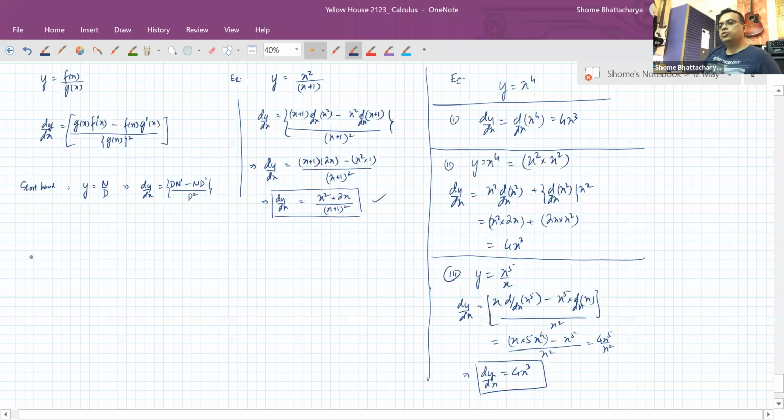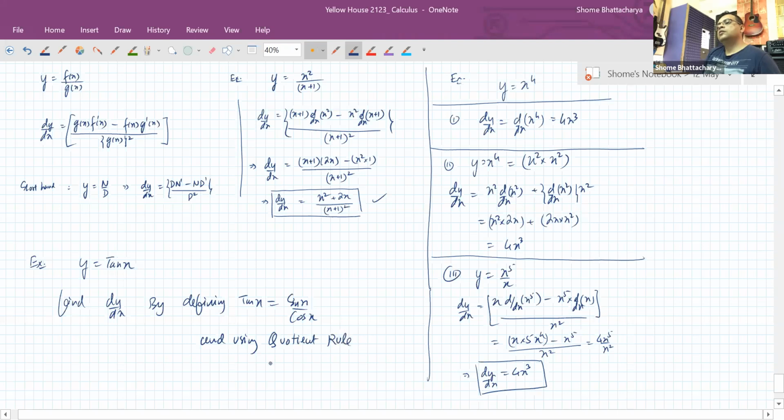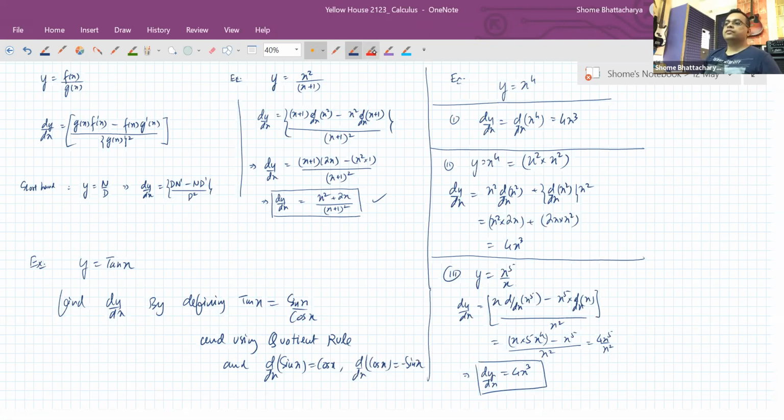Or for example, you want to show that the differentiation of tan x is sec square x. So find dy by dx by defining tan x equal to sin x by cos x, and using the quotient rule along with the standard derivative of sine x being cos x and the derivative of cos x being minus sine x. Okay, so just try out this example yourself.